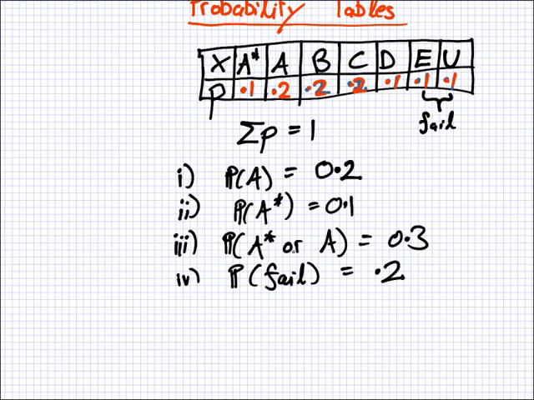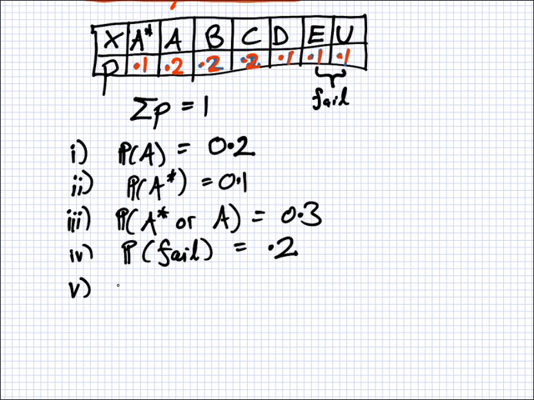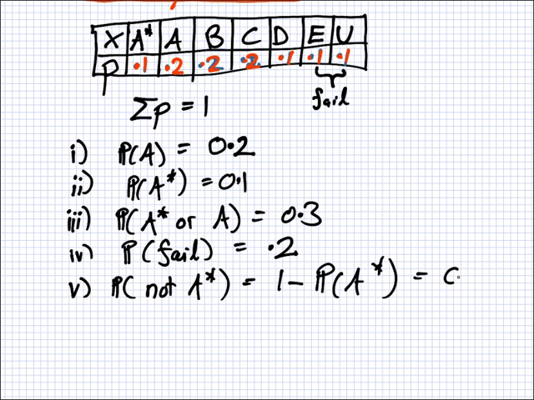Now, what about if I said something like the probability the student not getting an A star? Well, you could add up all of these numbers, which are not A stars, or a quick way to do it is 1 minus the probability of getting an A star, which in this case would be 0.9 then. Yeah?